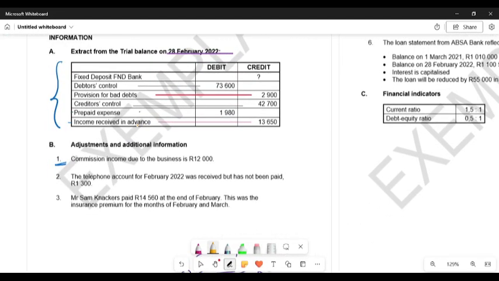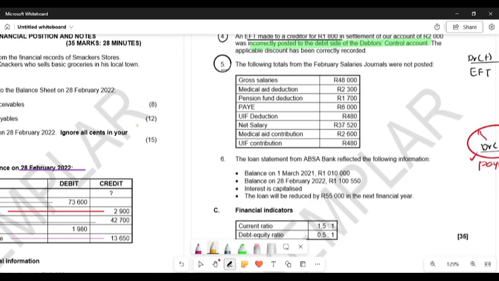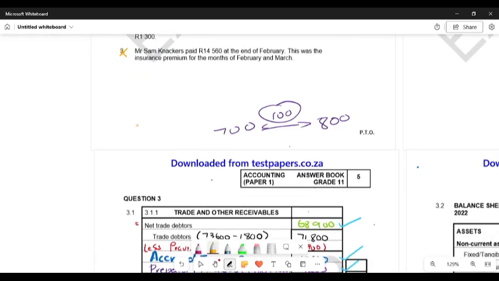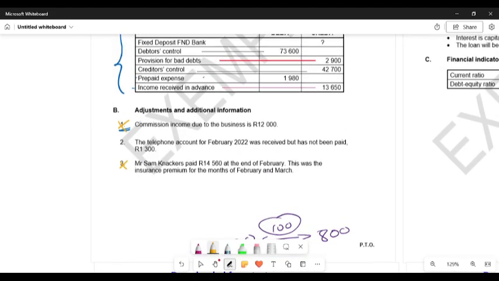So, okay, the second transaction. Remember this first one, we already did it. We also did this one. Now the second one, this is the telephone account that wasn't paid. So this has to do with accrued expenses. And yes, basically we don't have any transaction that has to do with income that we received extra. So as a result, my income received in advance would be equal to 13,650, which is the balance that I was given. Now, accrued expenses, remember these are expenses that you didn't pay in full.